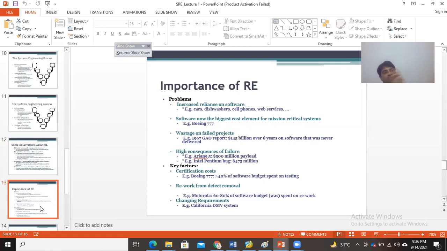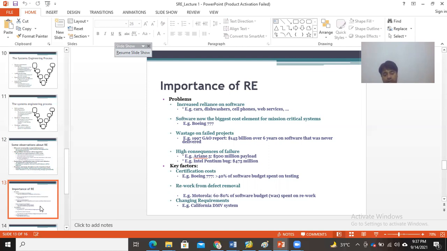When the requirements are correct, the failure chances will be less, and if the requirements are wrong, the failure chances will be higher, with higher consequences of failure. For example, losing $145 billion, or a 500 million payload, or the Intel Pentium bug, which was present in the Intel Pentium systems and lost almost $475 million. That was because the system was going towards failure, and this is the high consequence of failure. This is the problem associated with not extracting proper requirements from the customer. So this clarifies why requirement engineering is of importance to us.